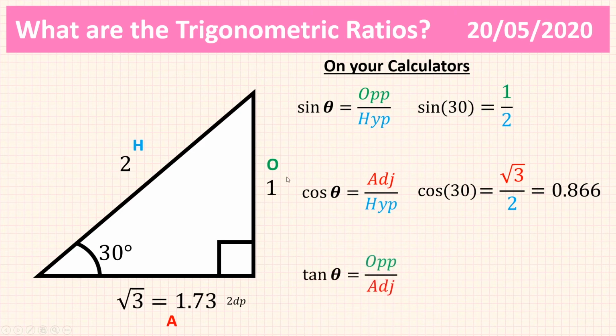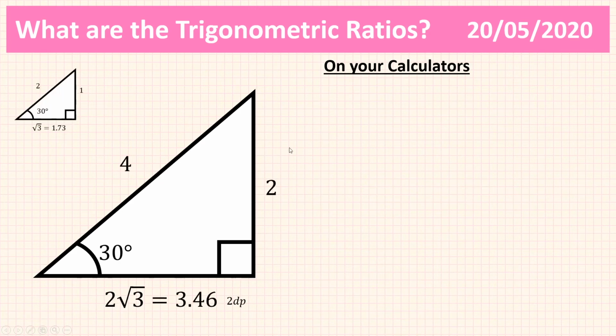Similarly for tan, if I did the opposite divided by the adjacent, so 1 divided by root 3, that would give me the same as tan 30, which in this case is 0.577. Now let's have a look at a different triangle.